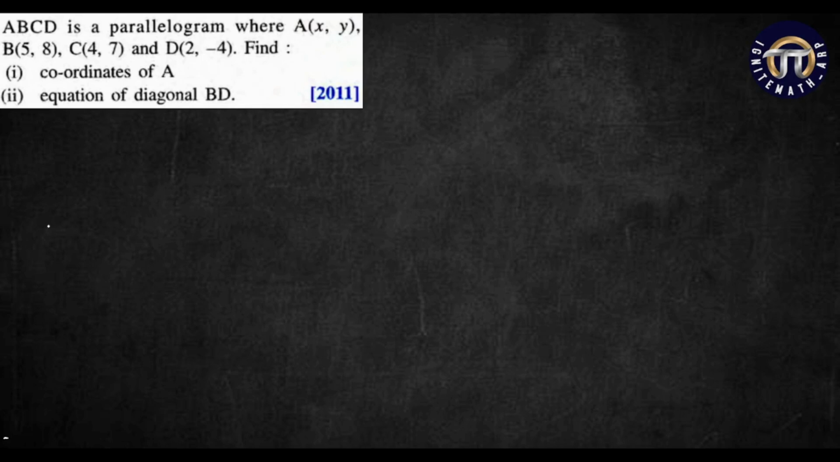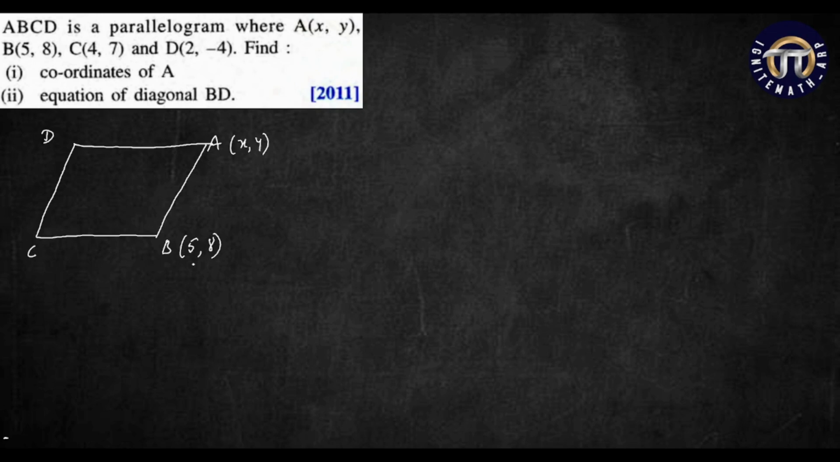ABCD is a parallelogram. I am given a parallelogram. These are the different varieties of problems, children, based on the same concept. The concept remains unchanged, only the application. So ABCD is a parallelogram. The coordinates of A are given as (x, y), of B as (5, 8), of C as (4, 7), and of D as (2, minus 4). You are supposed to find the coordinates of A.